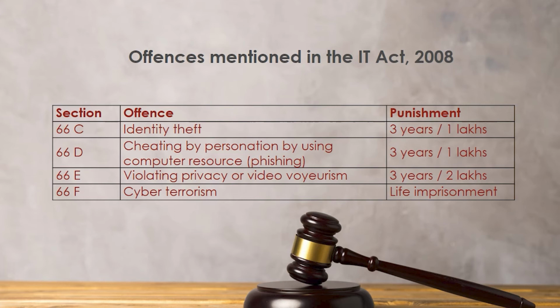And section 66E talks about violating privacy or video voyeurism. In that case, the punishment is 3 years of imprisonment and 2 lakh rupees. Particularly when somebody is involved in cyber terrorism, then 66F will be invoked and people will be given life imprisonment. Actually, cyber terrorism is the worst form of offence spelt out in this particular act.